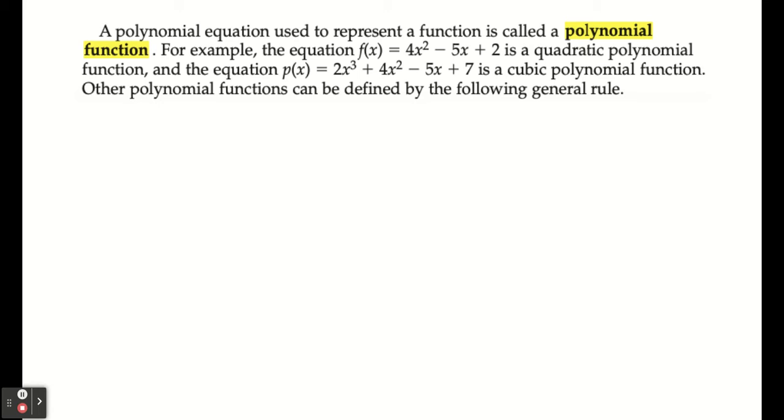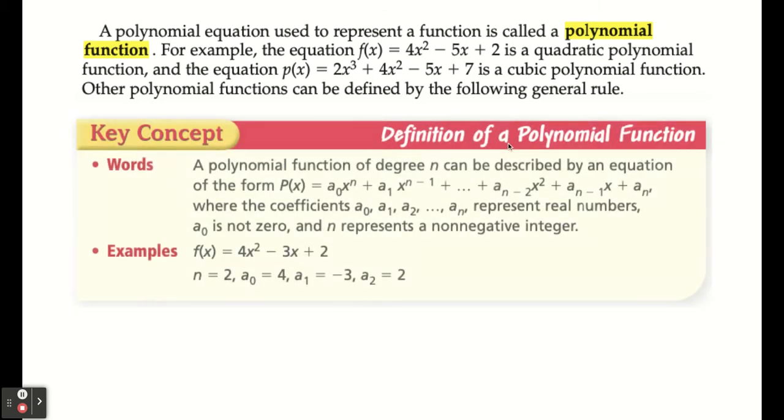A polynomial equation used to represent a function is called a polynomial function. For example, the equation f of x equals 4x squared minus 5x plus 2 is a quadratic polynomial function. And the equation p of x equals 2x to the third plus 4x squared minus 5x plus 7 is a cubic polynomial function. Other polynomial functions can be defined by the following general rule.